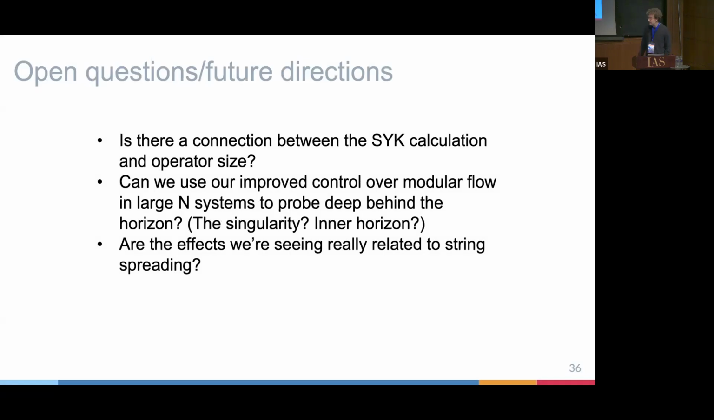Okay, that's it. I have some open questions here. One thing I'd be interested in discussing with people is I've always felt that there should be a connection between the story of the quantum extremal surface in SYK and maybe ideas about operator size. Something along the lines of when the operator grows too large, you need to reconstruct it using a different region. I haven't been able to make that precise, but I'd love to talk to people about that.